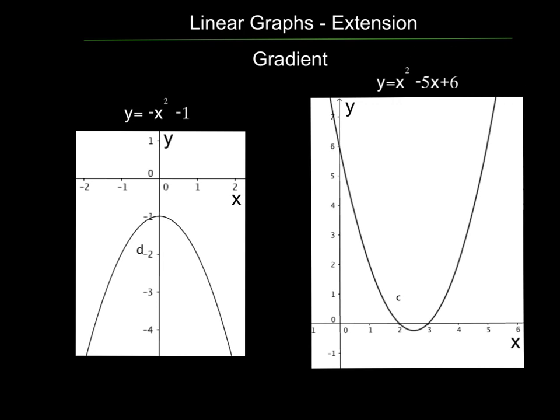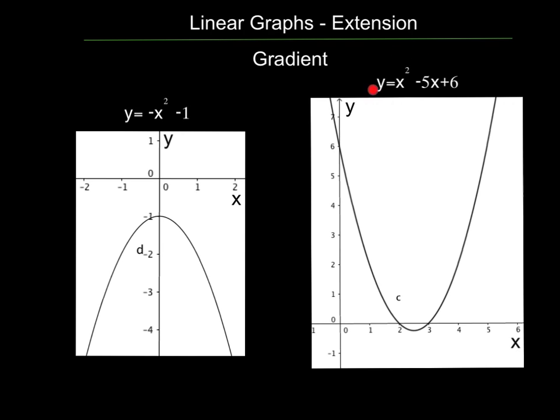All quadratics have continually changing gradients. When the equation has a negative in front of the x squared, we get the hill shape. So the gradient is positive along here. At this point here, right at the top of the hill, it's 0 gradient, it's perfectly flat. And as you come down, the gradient becomes negative and increases in a negative fashion, becomes more negative.